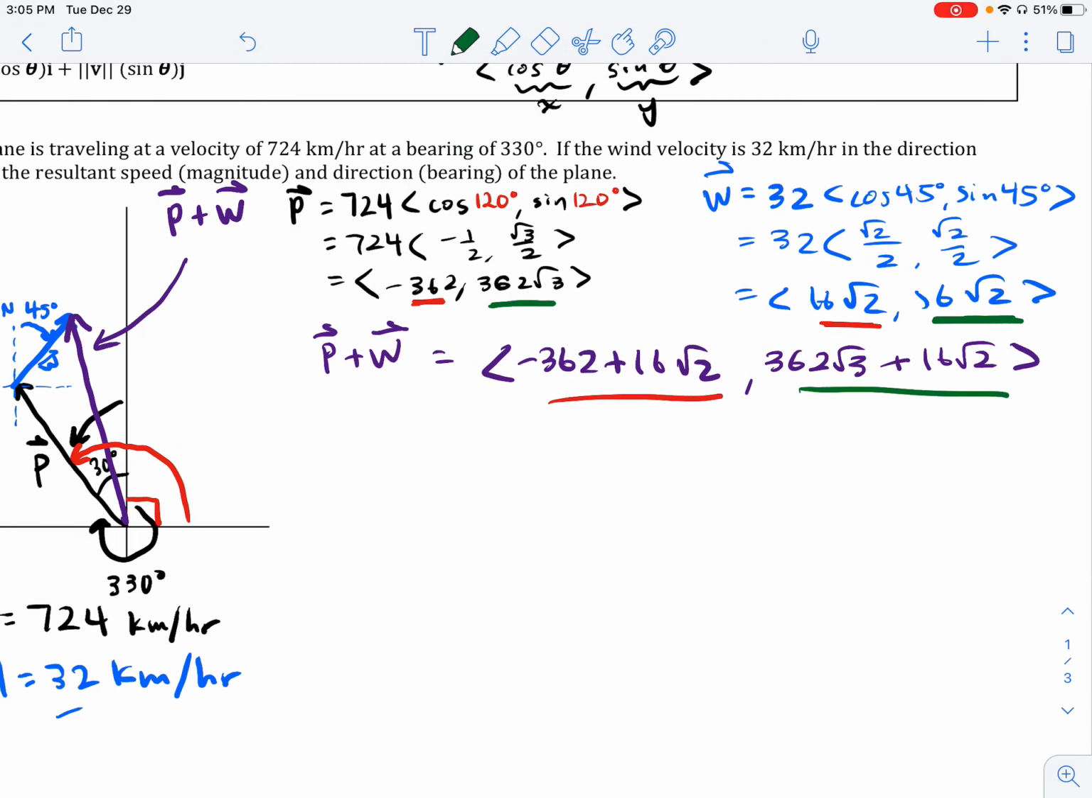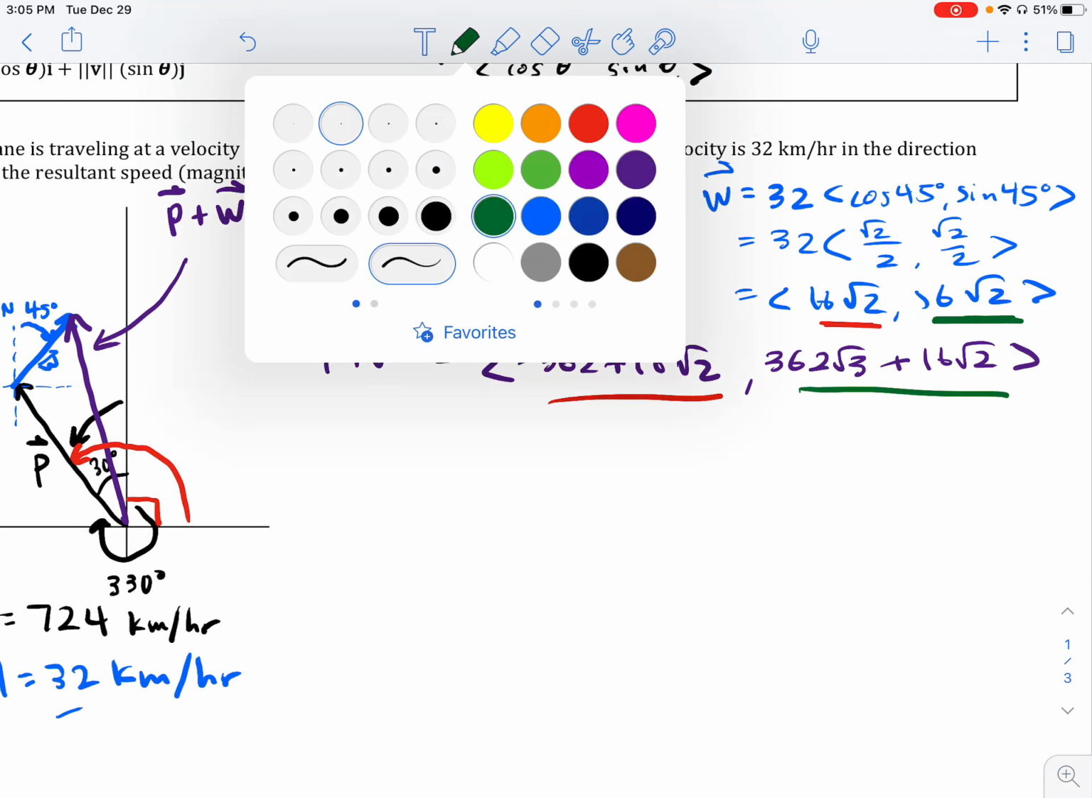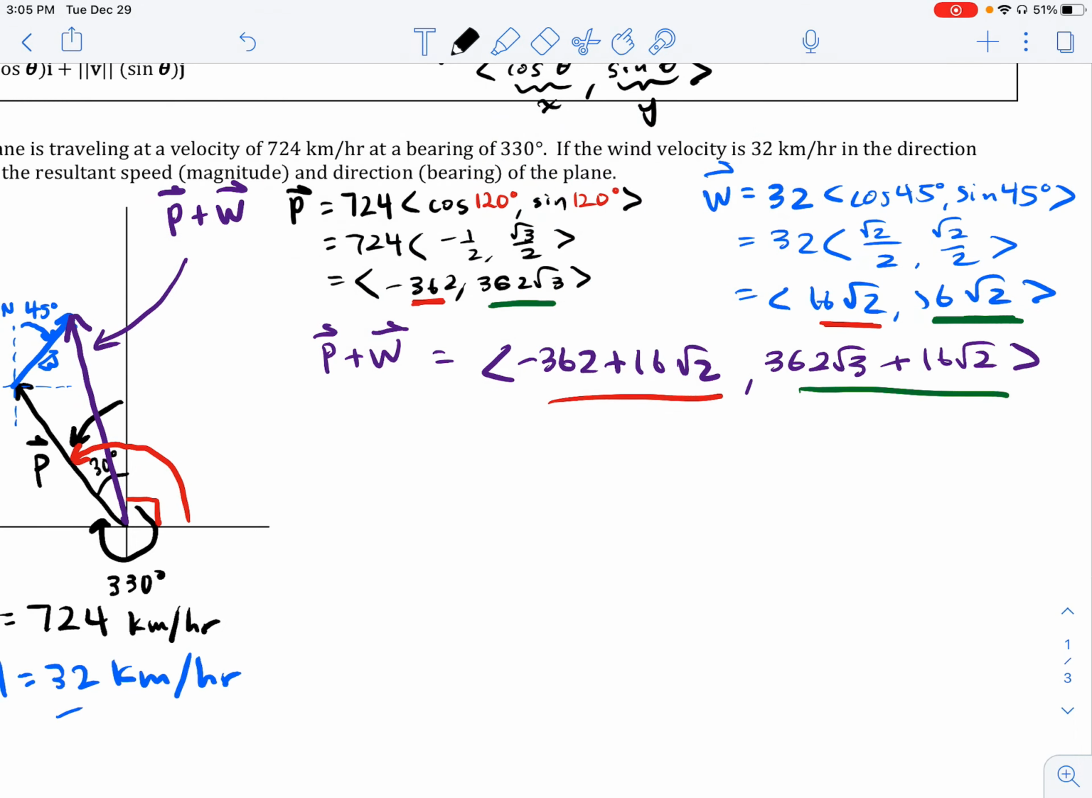And these are our vertical components. So there's our vector, but the problem is asking for the magnitude of this vector and its bearing. So we're going to need to first find its magnitude. So let's find the magnitude of P plus W, which again is just a distance formula.